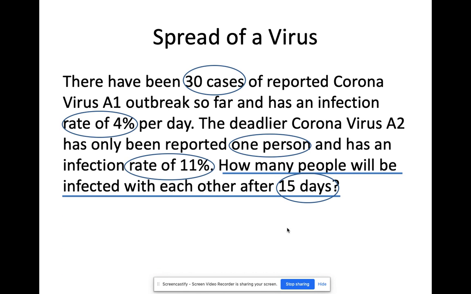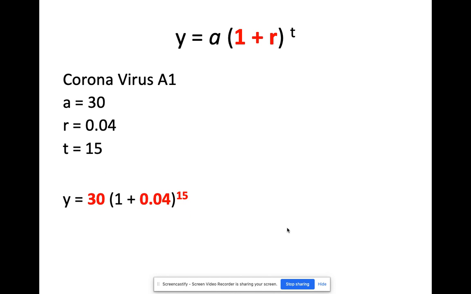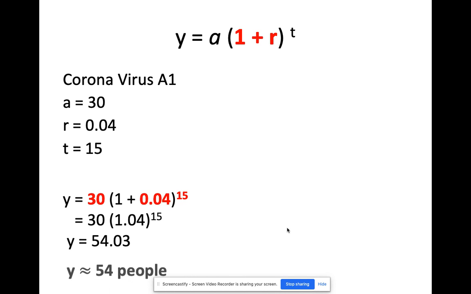We're going to use the math that we have in order to solve this. Since this is a spread, it's exponential growth, so we use the formula y equals a times the quantity 1 plus r raised to the t. For coronavirus A1, it has 30 cases with a growth rate of 4% or 0.04, and the time is 15. Substituting the values, it's 30 times 1.04 raised to the 15. By 15 days, I have about 54 people.